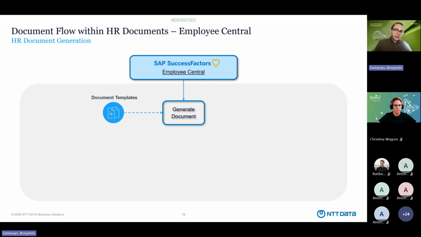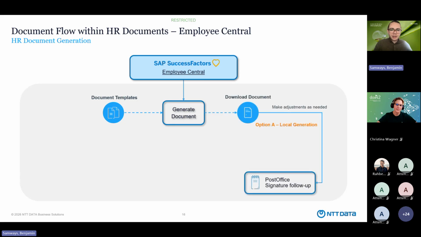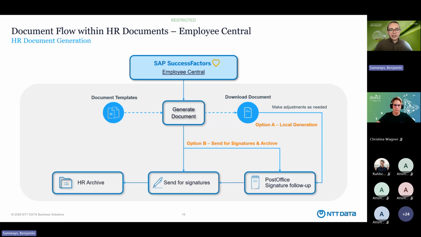So from Employee Central, like you just saw, we have our templates, and they are connected up to the links on the employee page. We can generate it locally, like we just saw. I can potentially make adjustments if I still want to send it out for signatures, and I can also upload it into the post office, which we'll look at in a second. Or I can send it off for signatures and archiving, which is the sort of fully automatic route, whereby the e-signature process is triggered the second I click generate. Likewise, when all the signatures are retrieved, it will again be archived automatically.